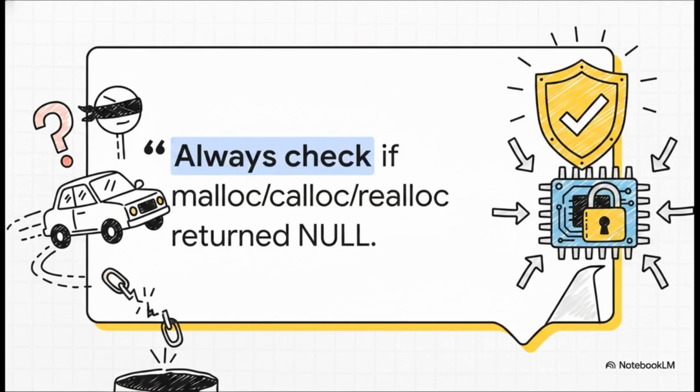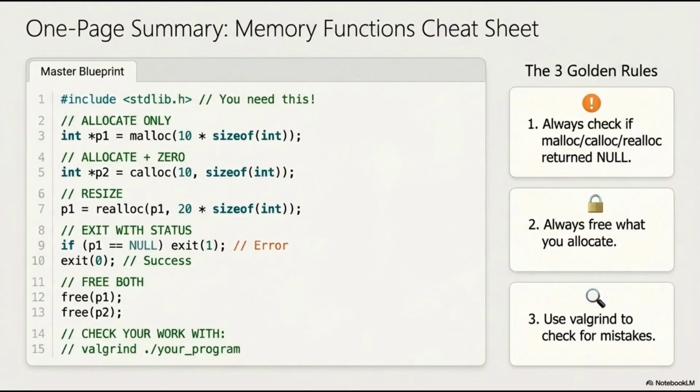Looking at all of this, there is one golden rule that stands out above the rest to really cement your new safety habits. Always check if malloc, calloc, or realloc returned null. If you don't check, you are just driving completely blind. And that brings us to our final master blueprint. This one-page summary is your ultimate cheat sheet. It brings together allocating, zeroing out, resizing, exiting with status codes, freeing the memory, and inspecting it all with Valgrind. Plus, it highlights our golden rules. Check for null, free what you allocate, and run Valgrind.